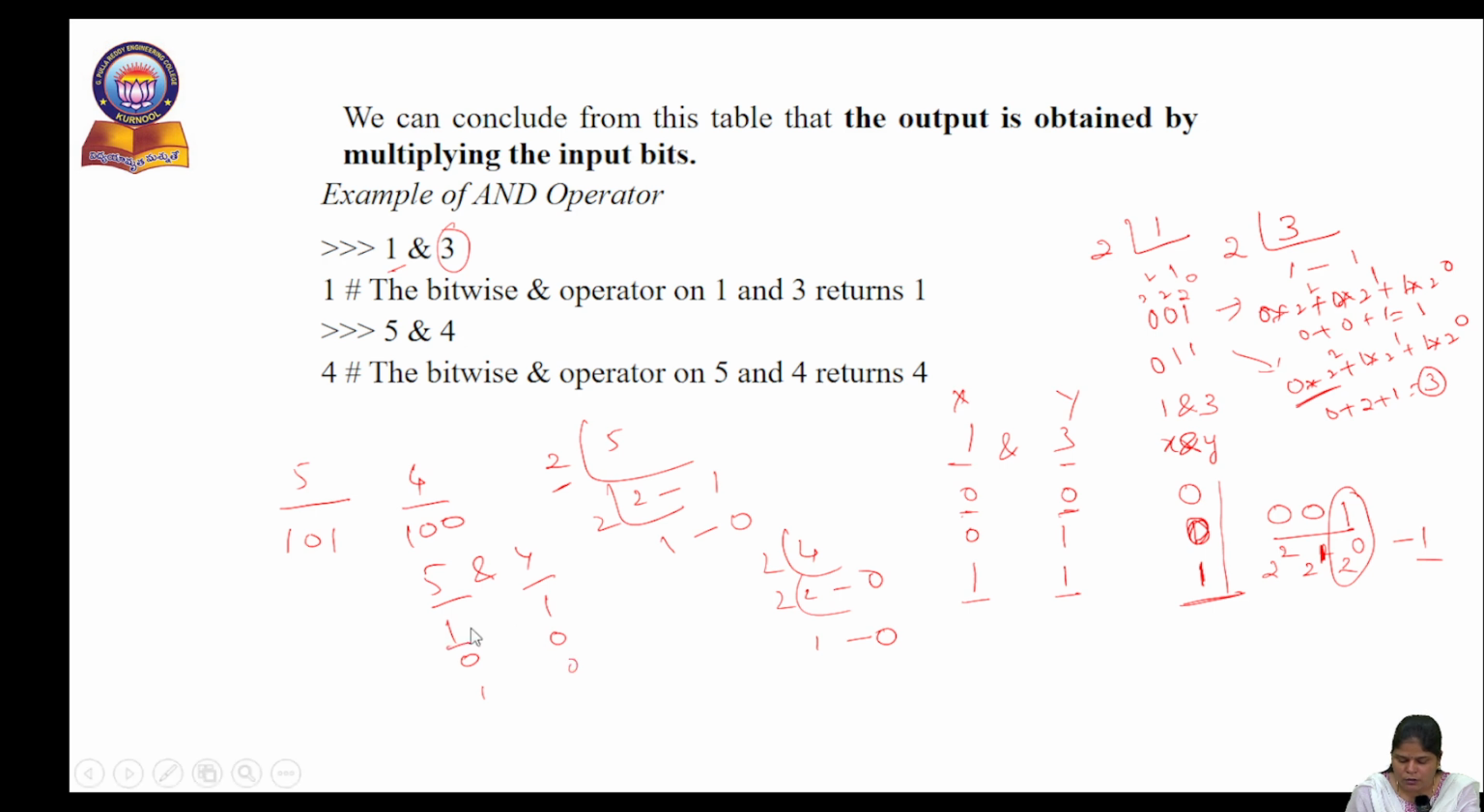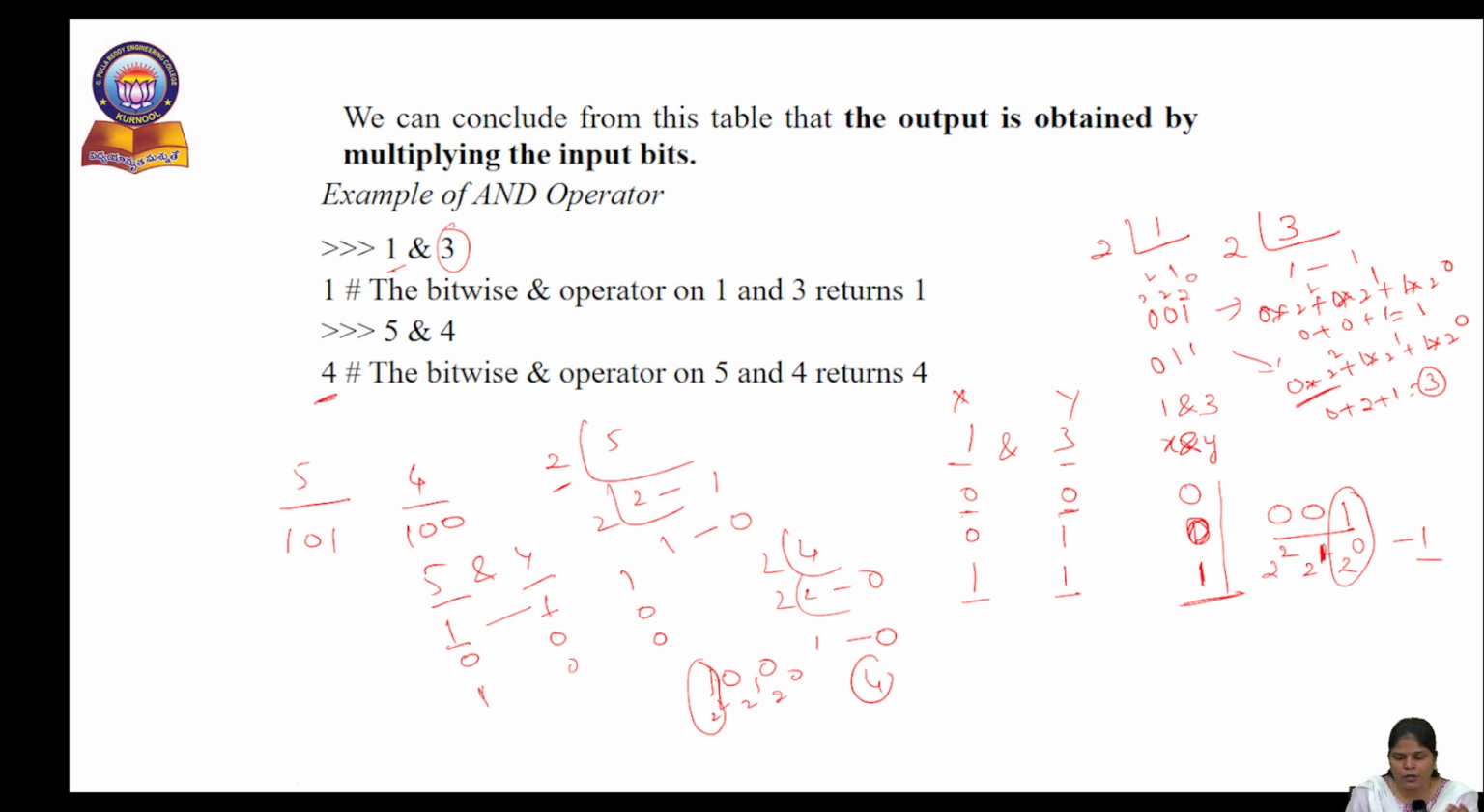The first bit of 5 will be ANDed with the first bit of 4. What I got is 1. 1 and 1 is 1. 0 and 0 is 0. 1 and 0 is 0. So 1 0 0: 2 power of 0, 2 power of 1, 2 square. 2 square is 4. So the output is 4. Like that it will be calculated.